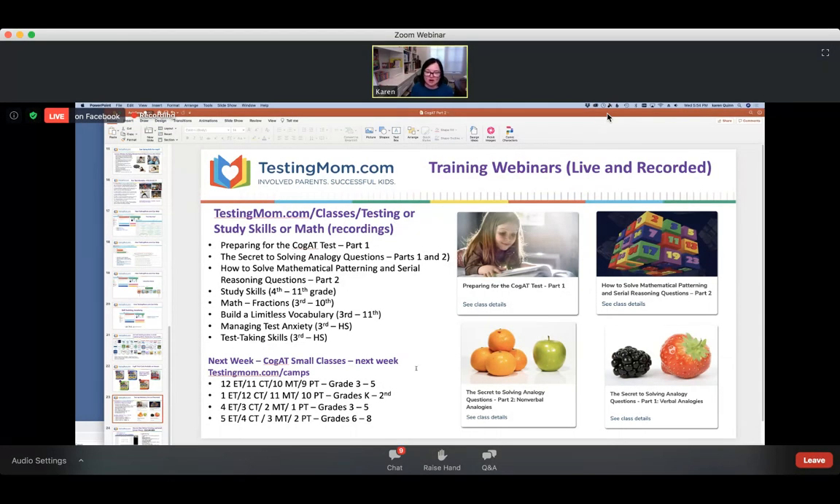The other thing is we are doing small camps for CogAT right now every week. So go to testingmom.com/camps. For example, next week we have camps at these grade levels, small groups where we work through each type of question together. A lot of what I've just gone over, we teach the kids. People who have been tutoring for this test for a very long time teach these classes, and they really help the kids learn how to manage them.